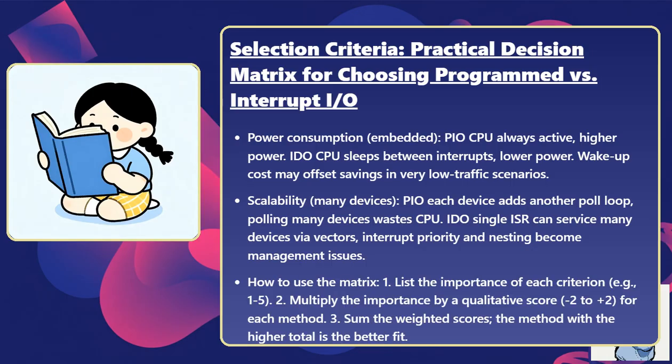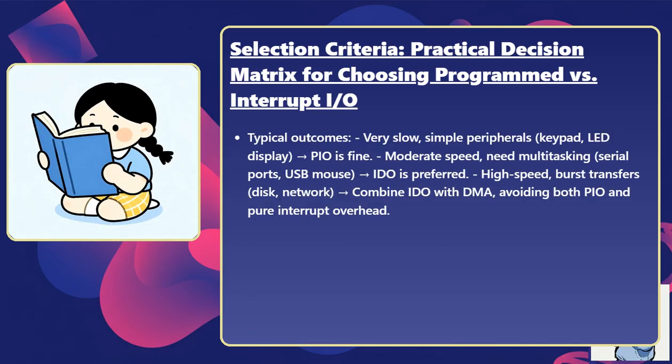How to use the matrix. 1. List the importance of each criterion, 1 to 5. 2. Multiply the importance by a qualitative score, -2 to +2, for each method. 3. Sum the weighted scores; the method with the higher total is the better fit. Typical outcomes: for very slow simple peripherals, for example keypad or LED display, PIO is fine. For moderate speed with a need for multitasking, for example serial ports or a USB mouse, IDO is preferred. For high-speed burst transfers, for example disk and network, combine IDO with DMA, avoiding both PIO and pure interrupt overhead.